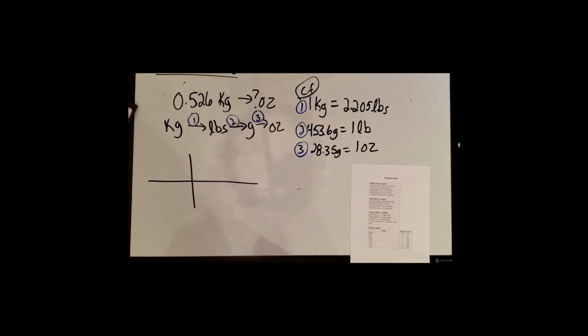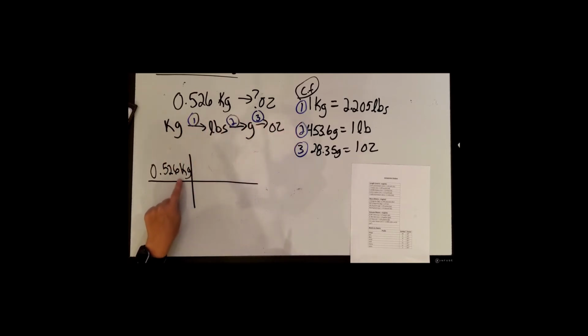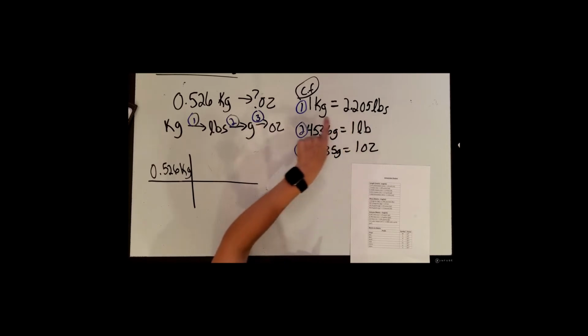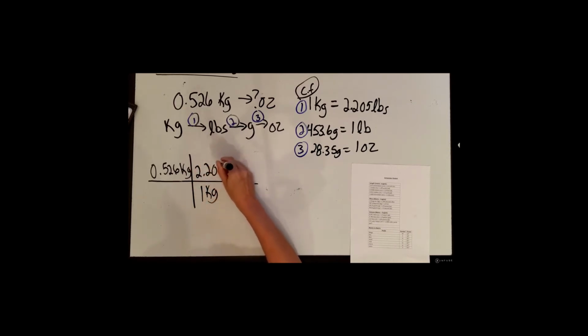So how we're going to start this problem is with the original number in the original question. That's going to be that 0.526 kilograms. So our first step is we're going to go from kilograms to pounds using conversion factor 1. I want to get rid of the kilograms, so when I use this conversion factor, I'm going to put the 1 kilogram on the bottom. So they're on opposite sides of that horizontal line, and they will cancel each other out.